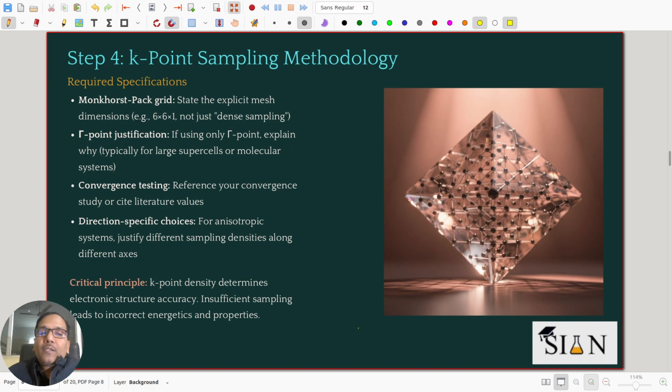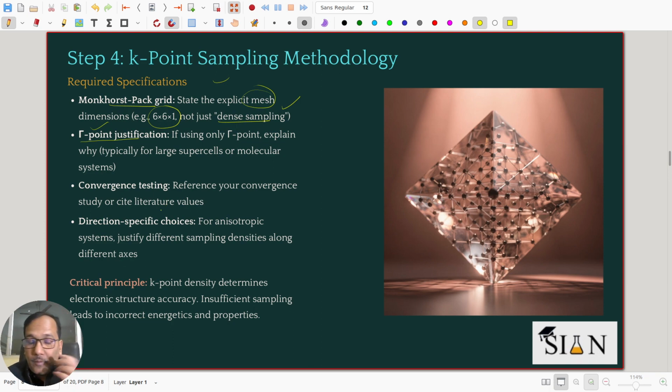Now the k-point sampling methodology. Generally in SIESTA we use the Monkhorst-Pack grid. State the explicit mesh dimension in the reciprocal lattice system, so that 6 cross 6 cross 1 is the k-points. Just writing 'dense sampling' is not enough; you have to give the k-points quantitatively. And also the Gamma point justification: if you are using just a Gamma point, meaning 1 cross 1 cross 1 k-points, you have to give the reason behind that.